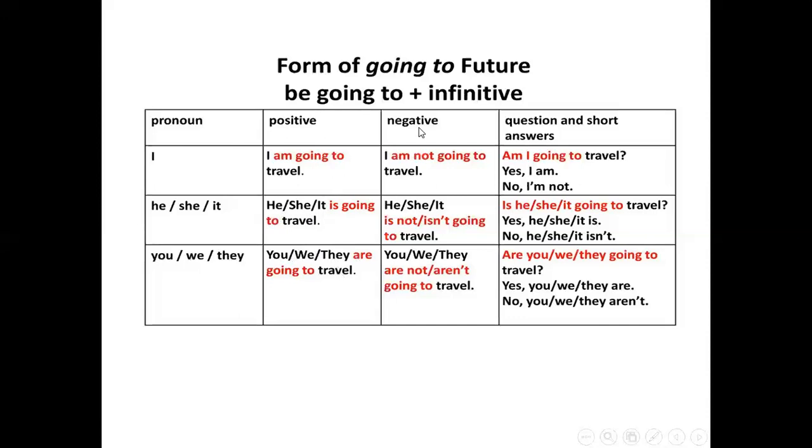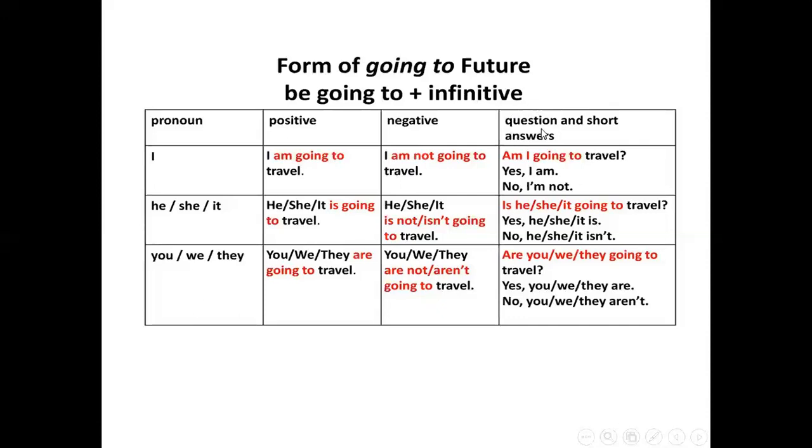So we have to make them negative by using not after am, is or are. Here, I am not going to travel. He is not going to travel. We are not going to travel.